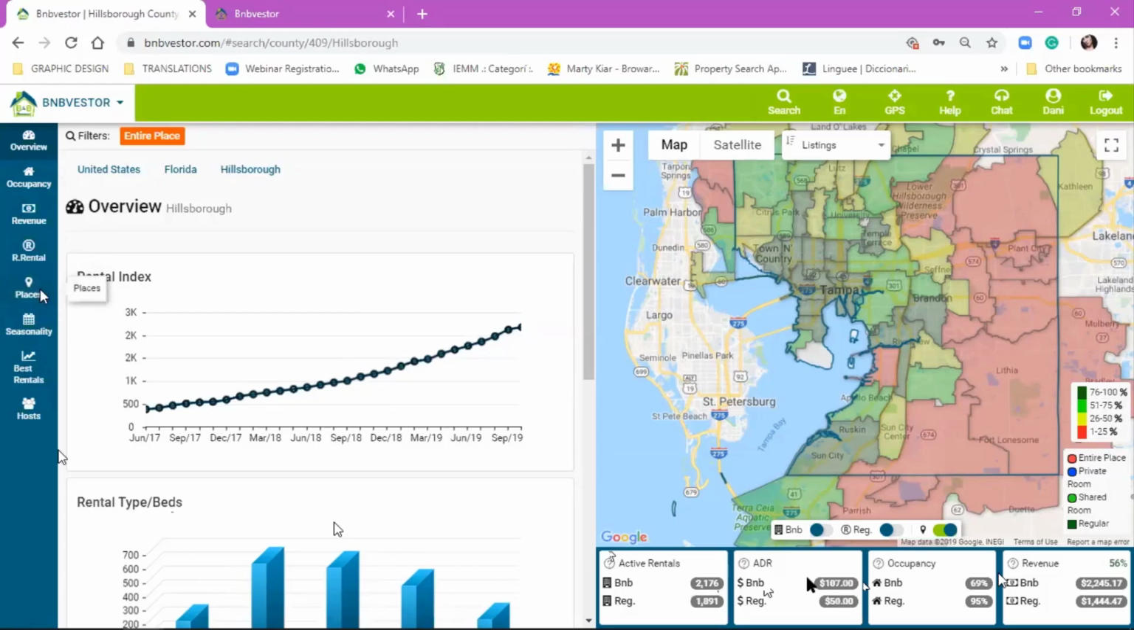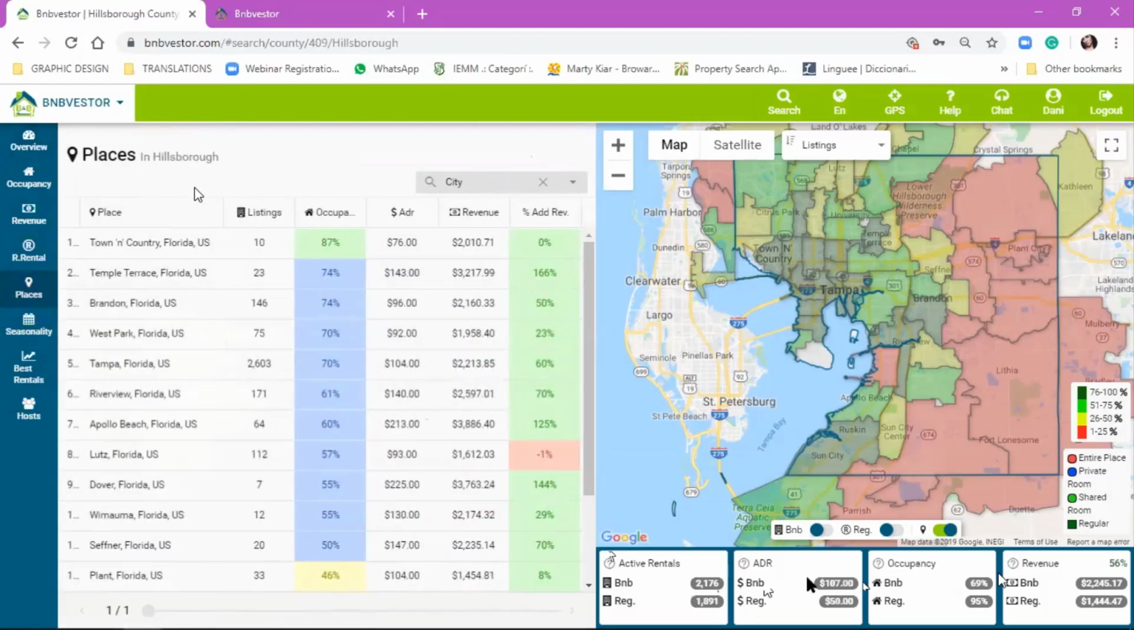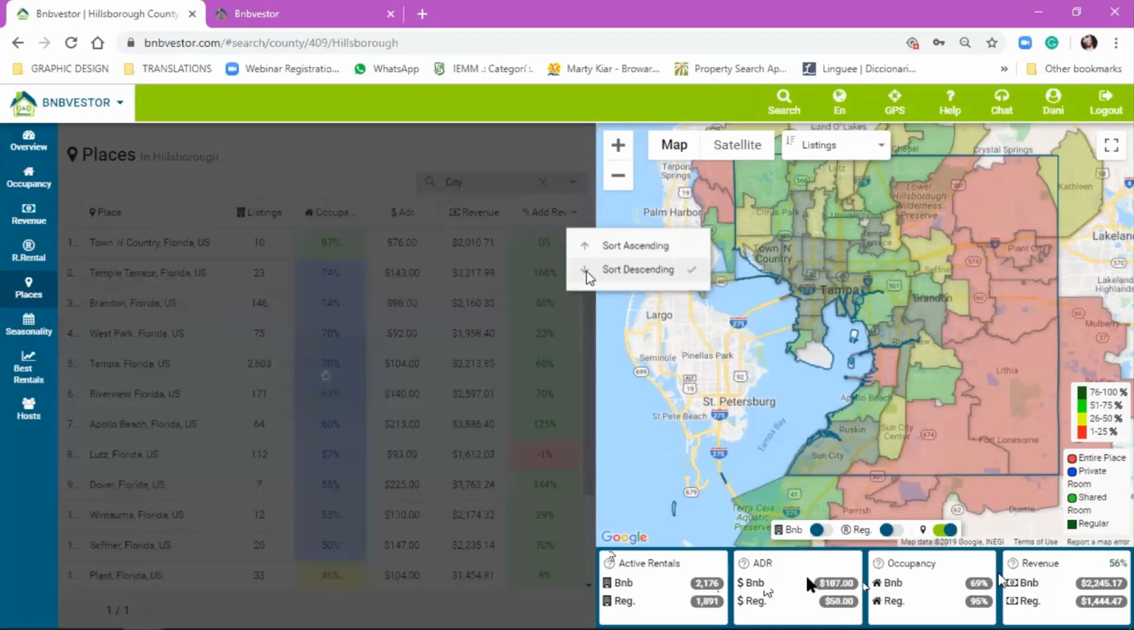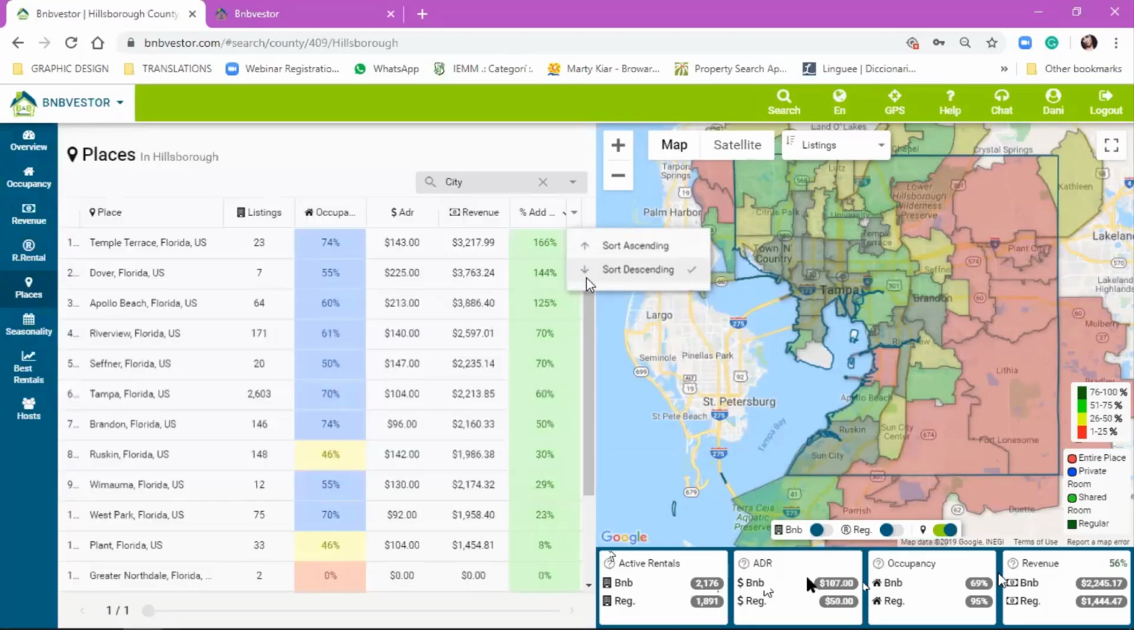Okay. I'm going to go ahead and click on places again, and I am going to sort this descending so we can see what cities now have the highest average daily rate. So we have the first, Temple Terrace, Dover, Apollo Beach, and Riverview. But we can see down on 6 that Tampa is the highest with listings that we have in this section. 70% occupancy, 104 average daily rate with a revenue of 2,213 and 60% of additional revenue. So this is pretty interesting, okay?